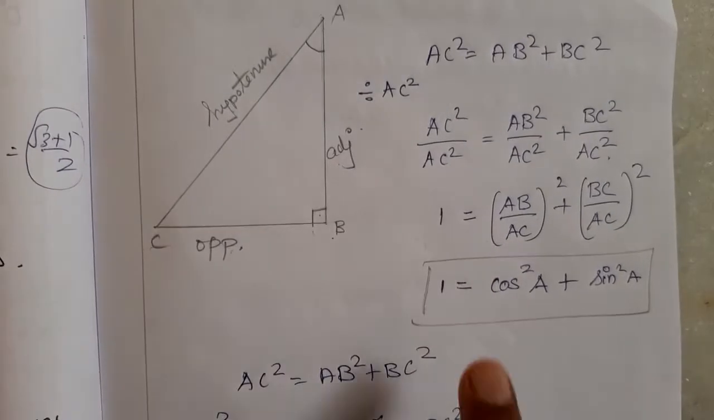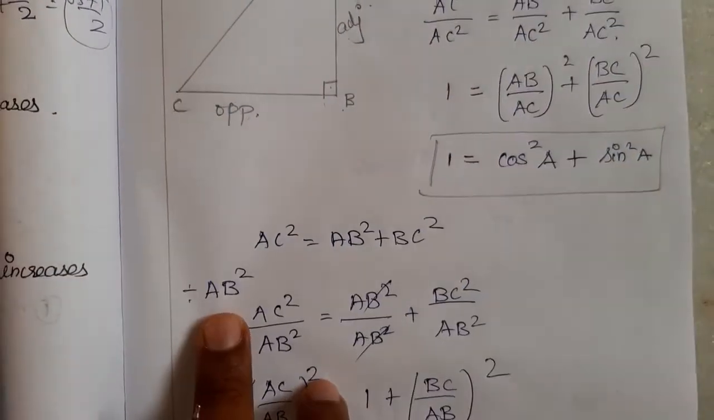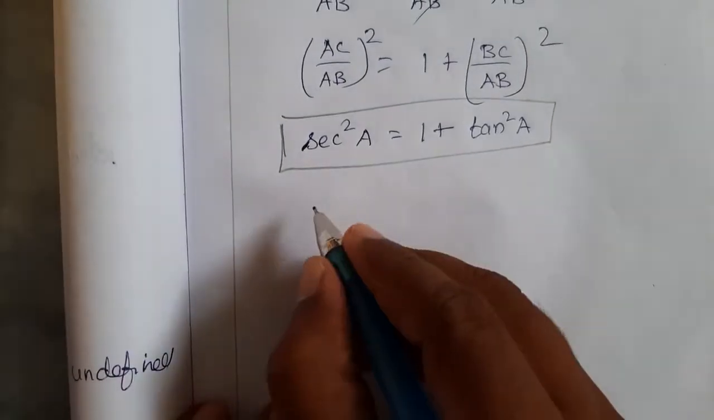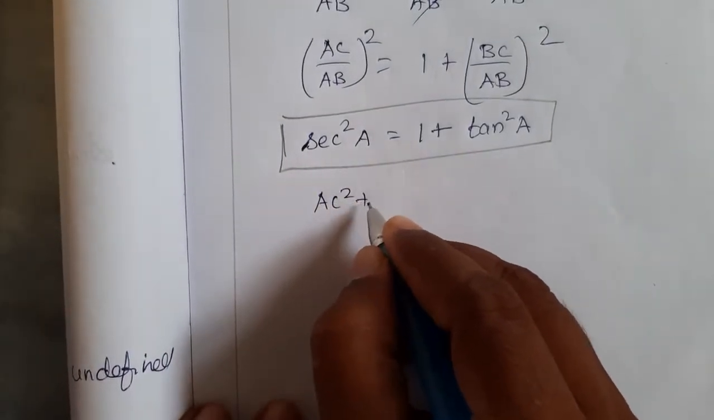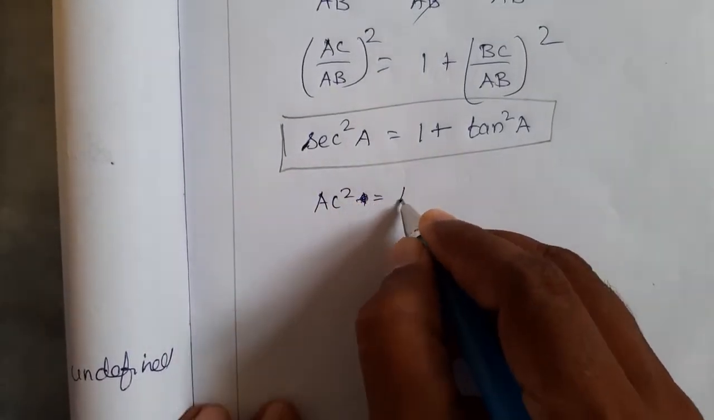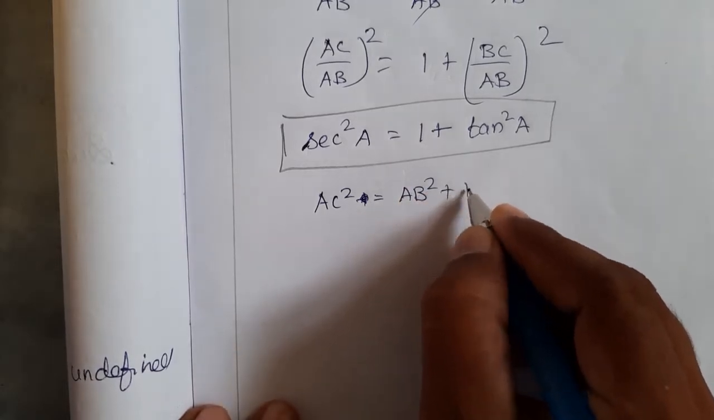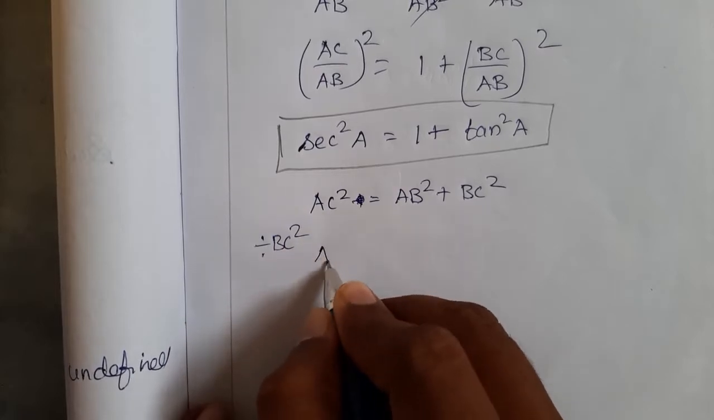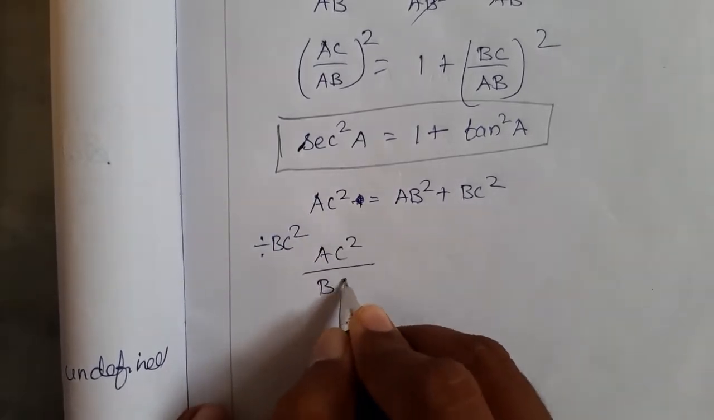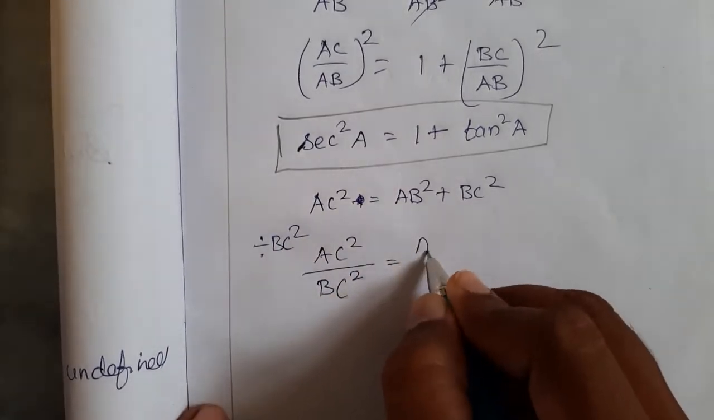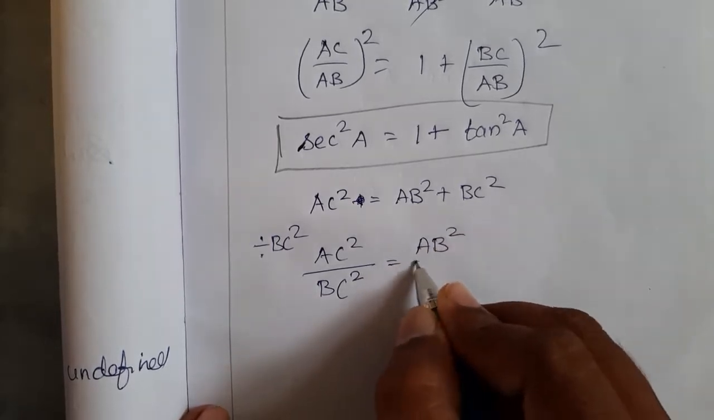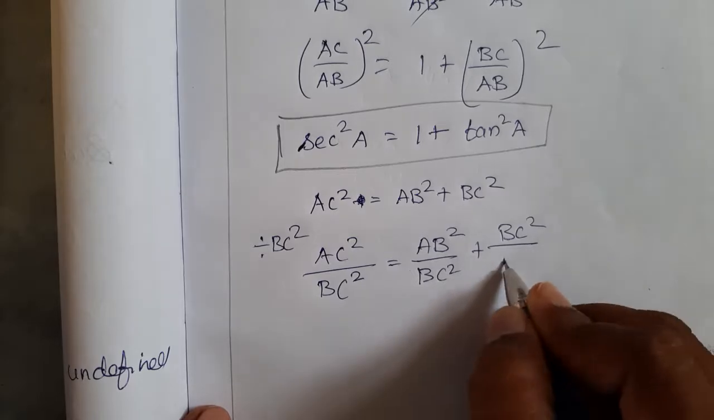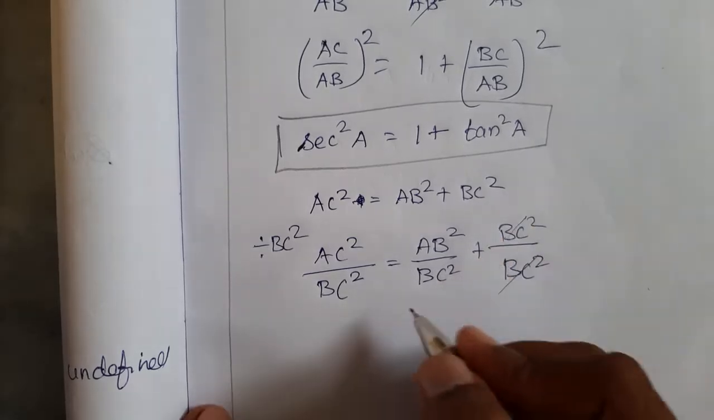So now divide AC and AB, and the remaining side is BC. So AC square is equal to AB square plus BC square. Dividing by BC square, we get AC square by BC square is equal to AB square by BC square plus BC square by BC square. This will give us 1.